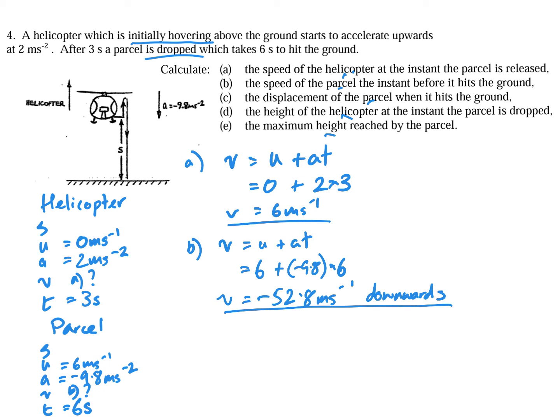And then the displacement of the parcel when it hits the ground. So there's our part C. So once again I've got a choice, probably the easiest formula that we've not used yet anyway. S equals a half U plus V times T. So a half 6 plus minus 52.8. So I do need the velocity here rather than the speed. And the time is also 6.